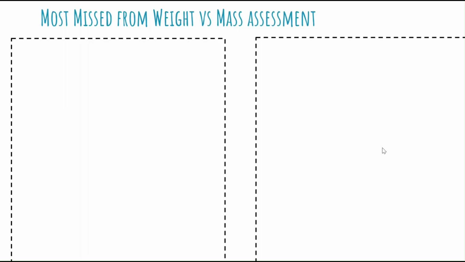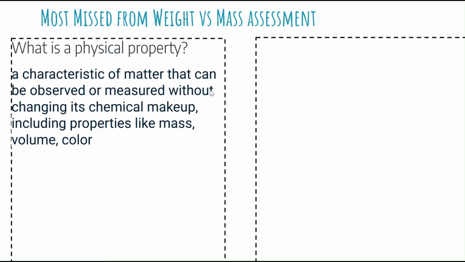So from our last check for understanding, we had a Venn diagram where we had to drag ideas to whether they are talking about mass or weight or both. And so these were our most missed concepts. So what is a physical property? A physical property is just a characteristic of matter that can be observed or measured without changing its chemical makeup. So it's going to include properties like mass, volume, color. So the volume of an object is always the same unless you do something to it, right? The color is the same unless you do something to it. The mass is always the same. So mass is a physical property.